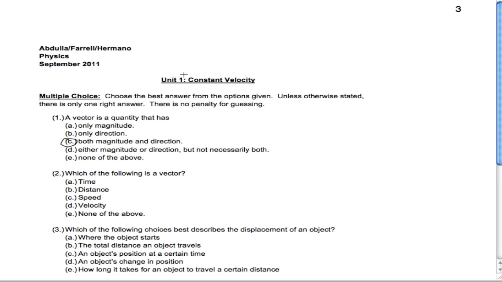direction. That's just something you're expected to memorize and know instantly. So we're just going to circle choice C right there. Now, which of the following is a scalar? Velocity is not. Or sorry, which of the following is a vector? Time's not, distance not, speed's not, velocity is. So you're just expected to know that.